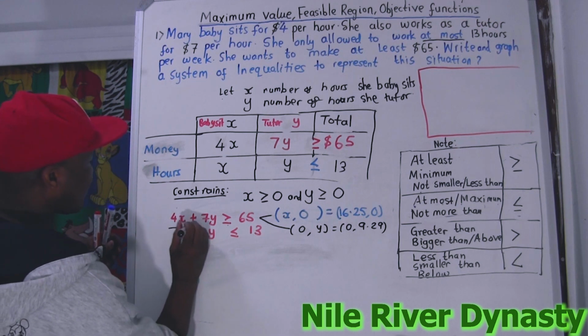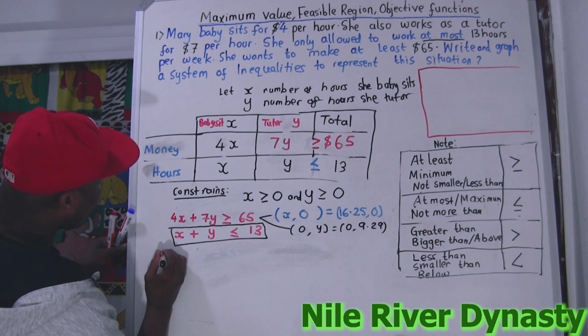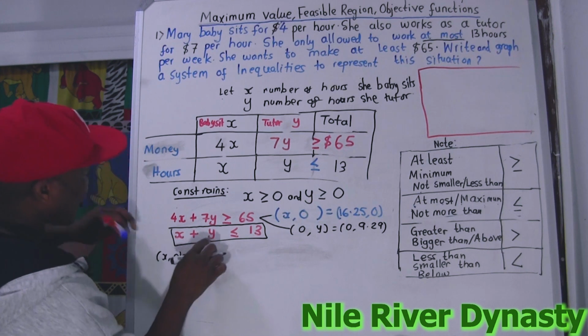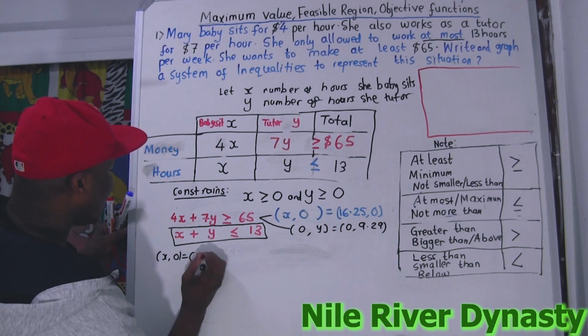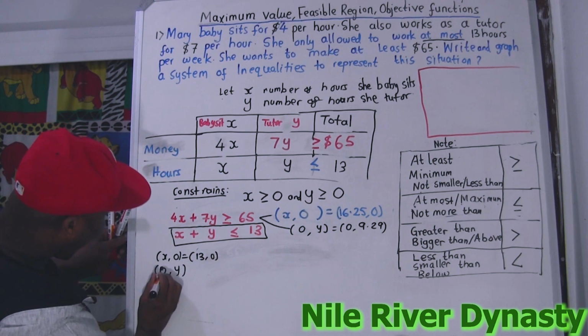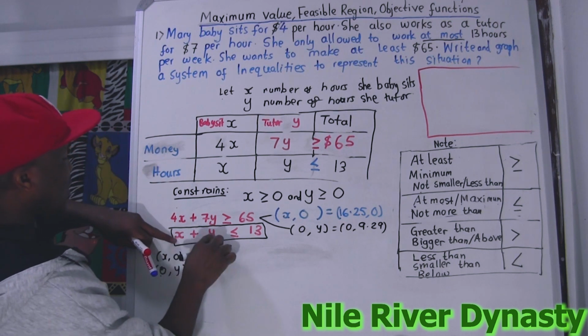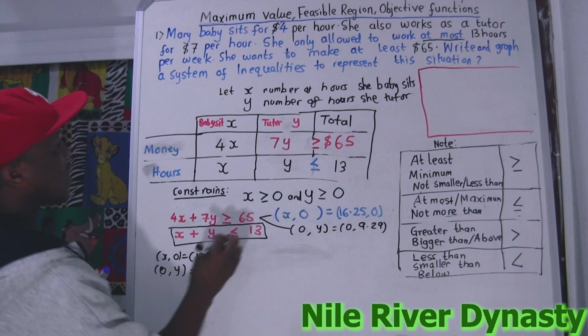Now we come to this one. For the x-intercept, y equals 0, so this is going to be 0. This is x equals 13, so the point is 13 and 0. Now we go for the y-intercept. When finding the y-intercept, x equals 0, so y equals 13. So the point is 0, 13. So now we can draw a graph.